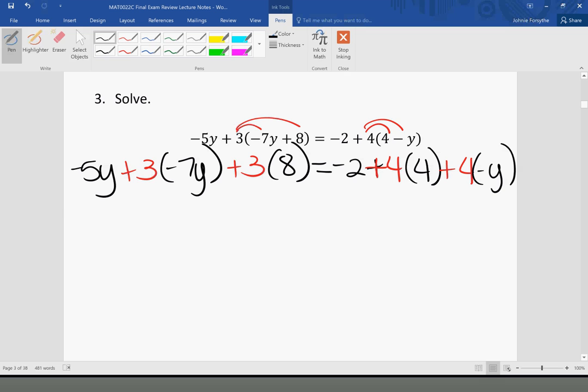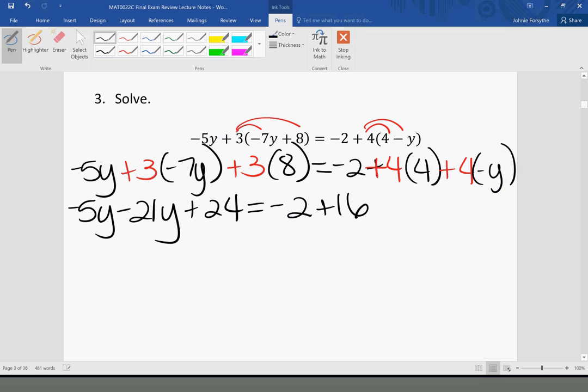So let's clean this up a bit. So I have negative 5y. 3 times negative 7y is negative 21y. 3 times 8 is 24 equals negative 2. 4 times 4 is 16. 4 times negative y is negative 4y.